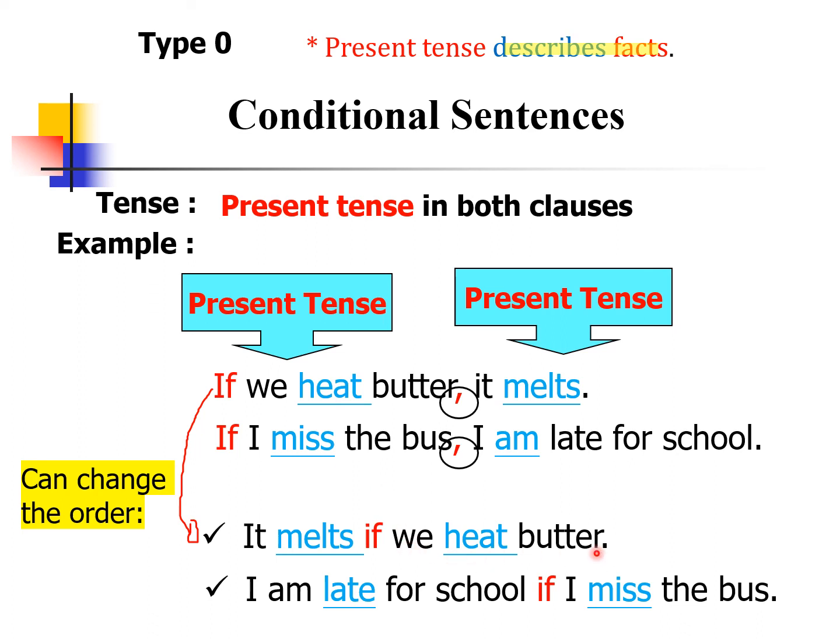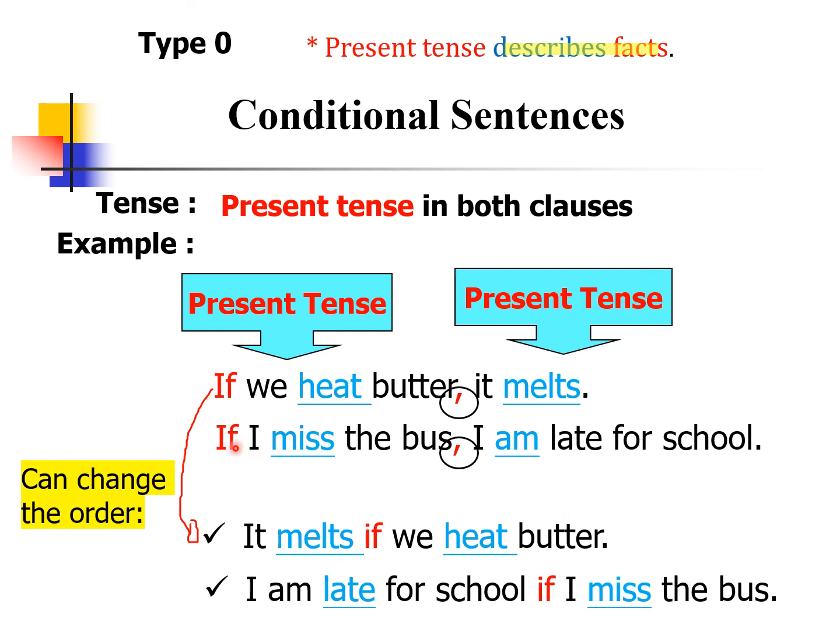We can change the order of the two clauses. It's okay, but we don't need to add a comma here if the if clause is put in the second place. If we want to put the main clause at the beginning, then there will be no comma. You just need a full stop at the end of the sentence, like every other sentence that you write. Just put a full stop at the end of the sentence, and that is all.